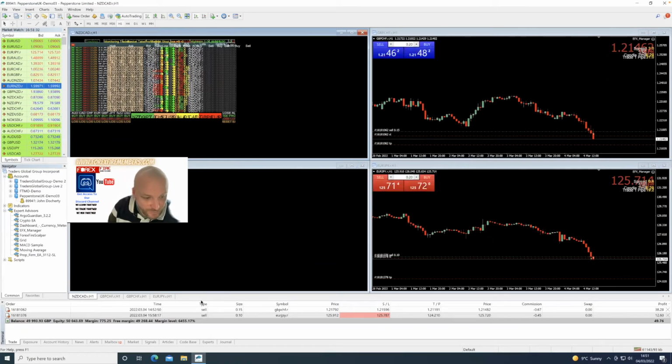At the moment, because I've closed the others off, the overall balance is below 50k, but the floating profit equity is around about £45 of profit. We'll see where these ones can take us, okay?